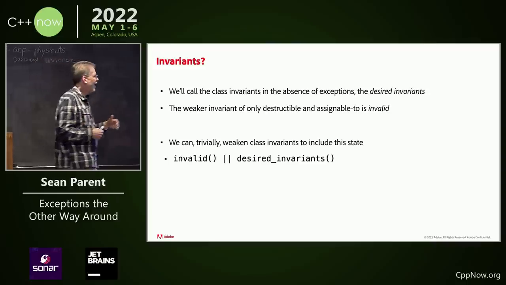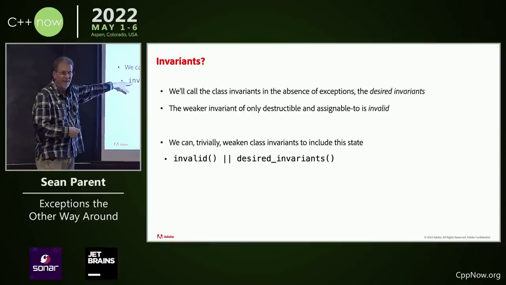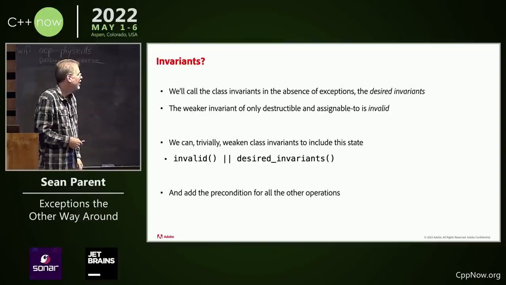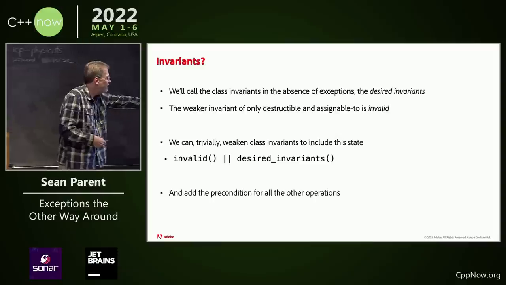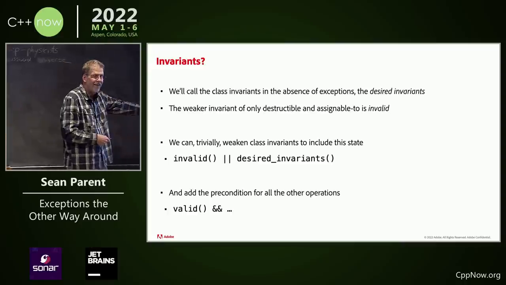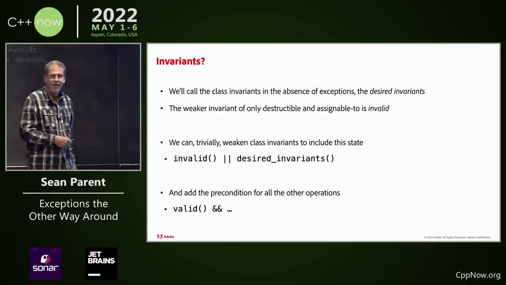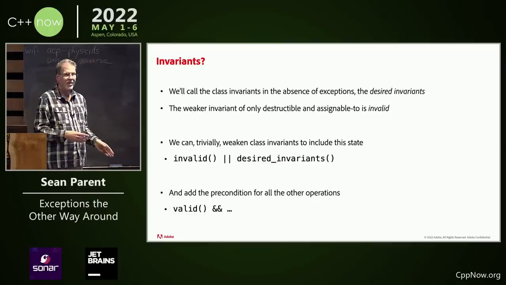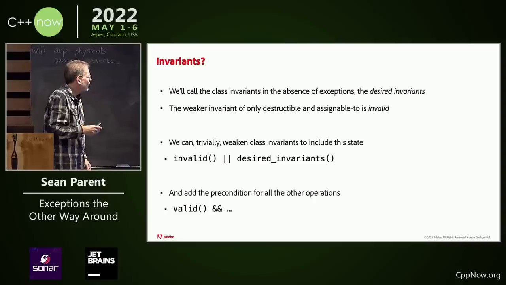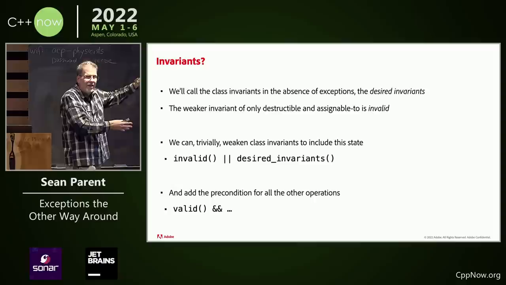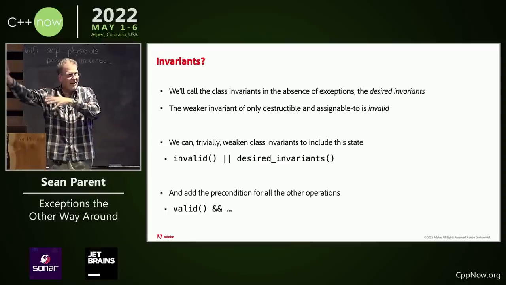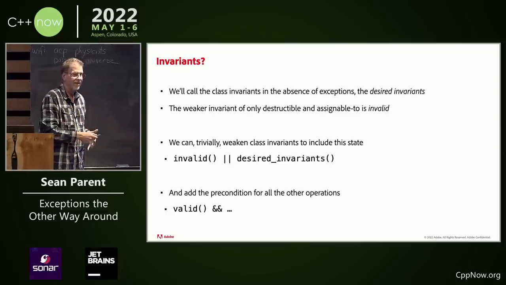Now, just like with a pointer, I can't actually write this function. I can't test anything. There's nothing I can observe, but I can state my invariants like that. And then I have to go add a precondition to all the non-destruction and assignment operations that says I'm valid and dot, dot, dot, whatever preconditions were there. Okay, so the dot, dot, dot is the existing preconditions on that function. Okay, so see that transformation? So with this transformation, we're still completely logically consistent with the basic exception guarantees.